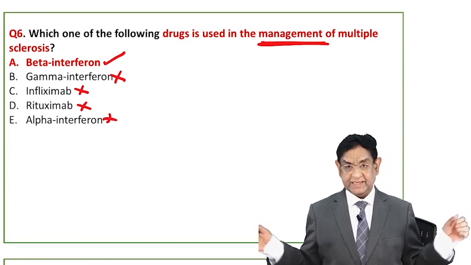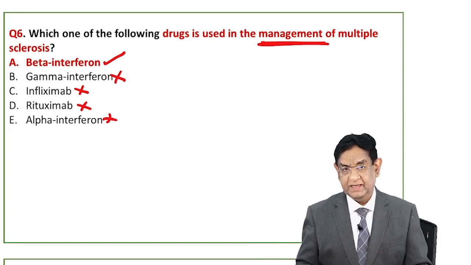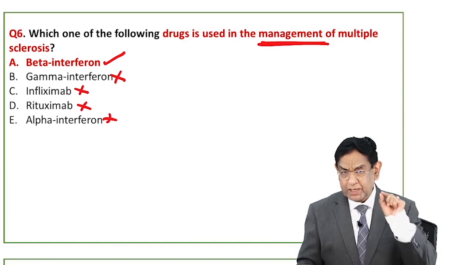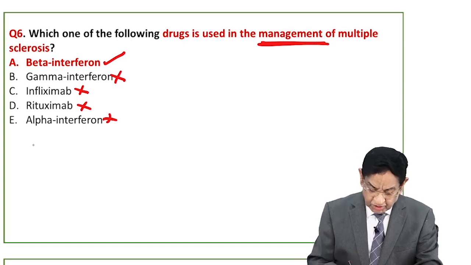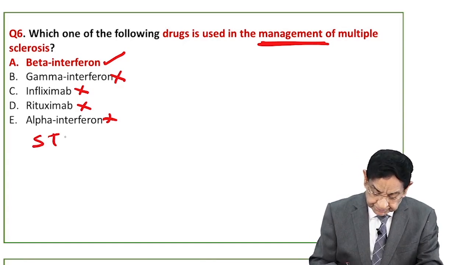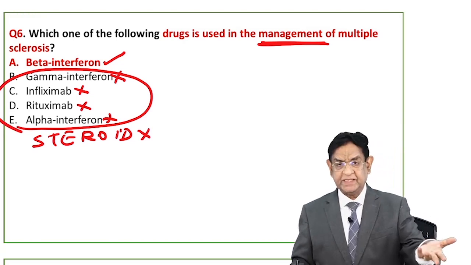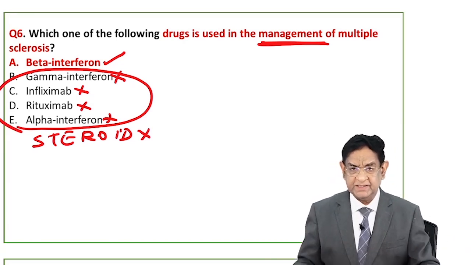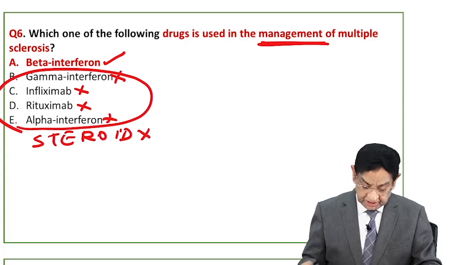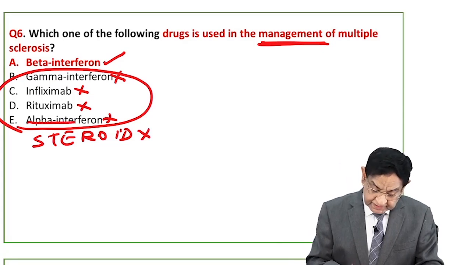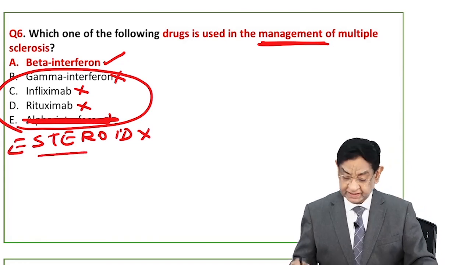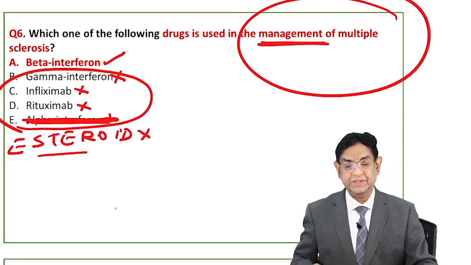Now my job is very easy. We know the basic concept. None of these we use in the management. Point to be noted, he did not talk about steroids. He did not talk about steroids. Straight away, we have learned, now our basics are very clear, so we know none of these drugs is used for multiple sclerosis. But now suppose in place of alpha-interferon, option E was steroid, what to do? Then he would not have asked you this question.